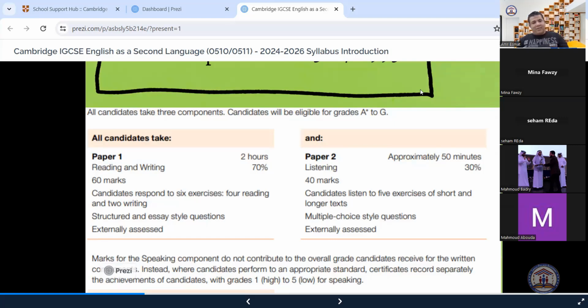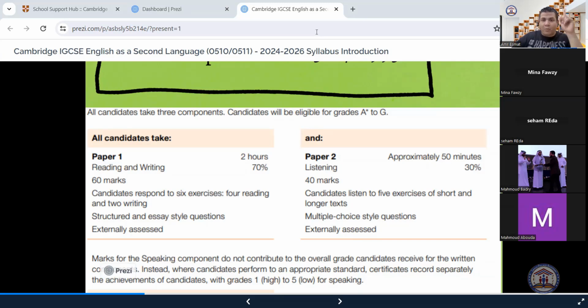Students here, or candidates here, have to respond to 6 exercises. 4 of them are for reading. And the last 2, exercises 5 and 6, and I will speak in detail about this now, are for writing. So paper 1 is mainly for reading and writing. The first 4 exercises are for reading. The last 2 exercises are for writing.